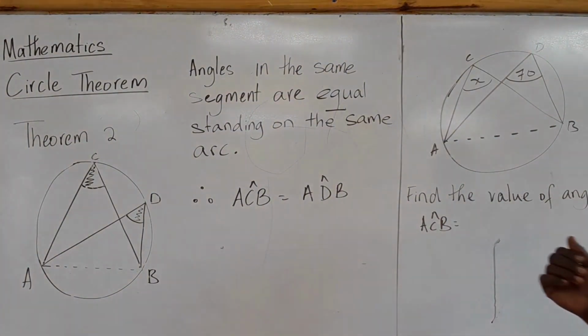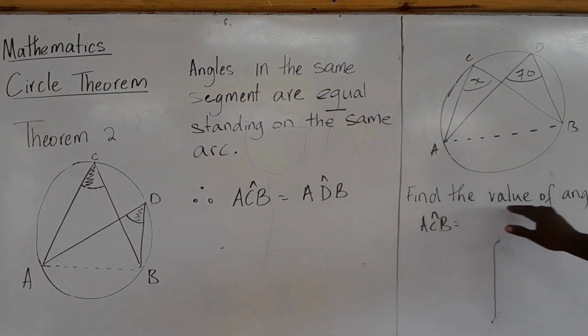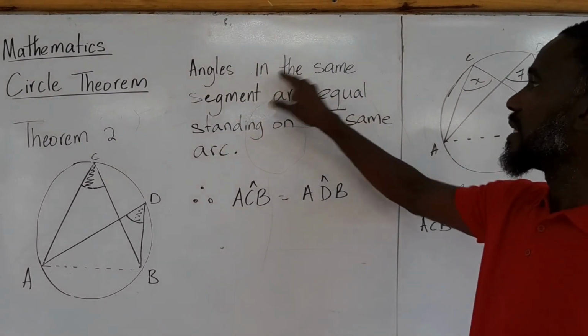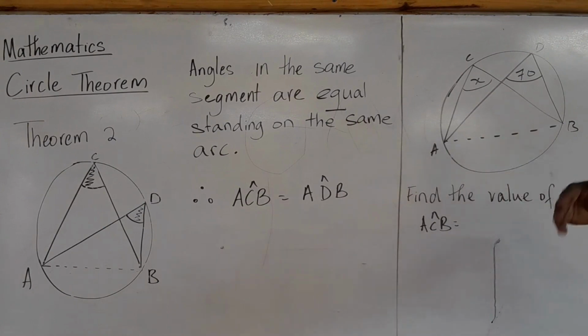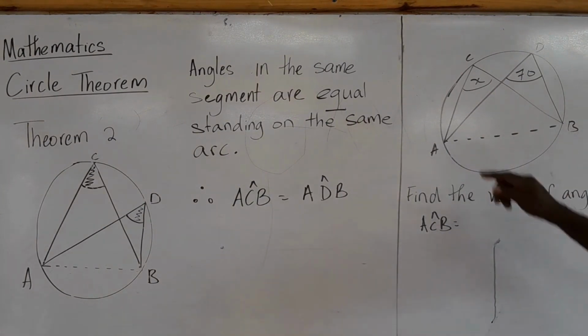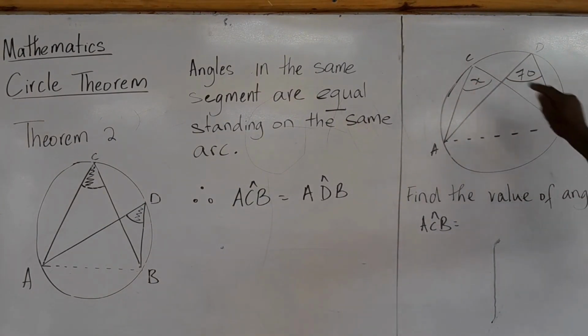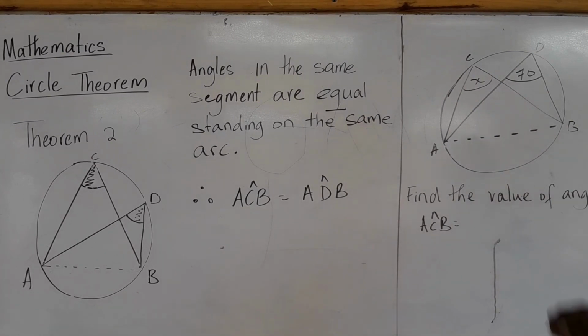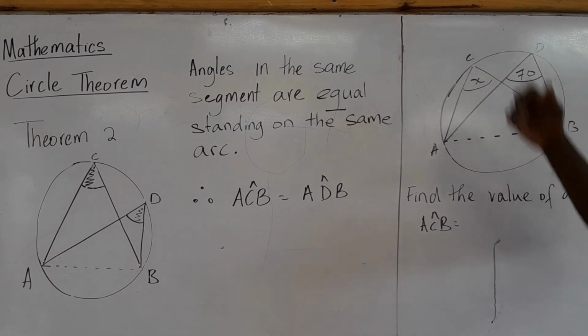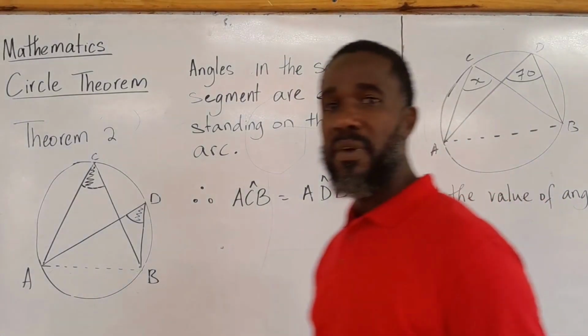So here we have an example that states that we have to find the value of angle ACB. Now, applying Theorem 2, it says angles in the same segment are equal, standing on the same arc. So if we observe this circle that we have here, then we realize that ACB and ADB are standing on the same arc, AB here. Therefore, whatever angle D is, then angle C is supposed to be equal to the same value.